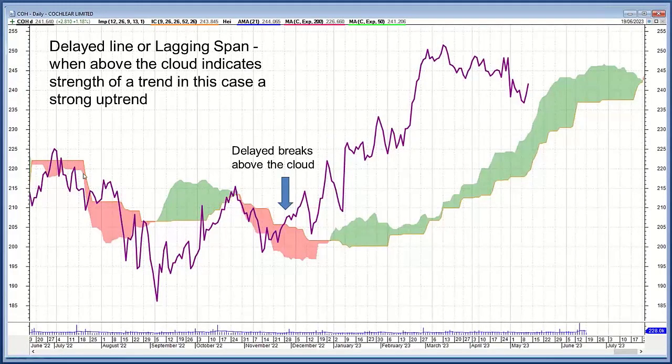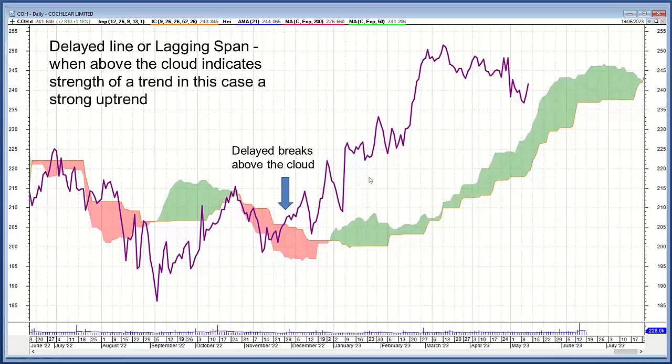The delayed, as I said, a lot of programs don't use it. It's a closing price 26 periods in the past, and this is a daily chart. So in this case, what happened was at about January 6 here, the price closed above the cloud, and you'll see that the delayed at the same time crossed above this cloud here.